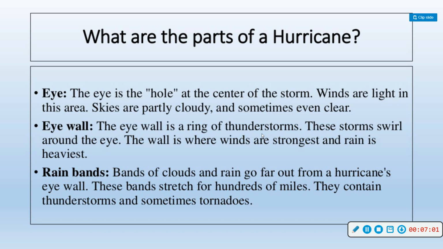These are bands of clouds and rain that go far out from a hurricane's eye. These bands stretch for hundreds of miles. They contain thunderstorms and sometimes tornadoes. Okay, so your rain bands are going to be bands of clouds and rain that come off the hurricane.